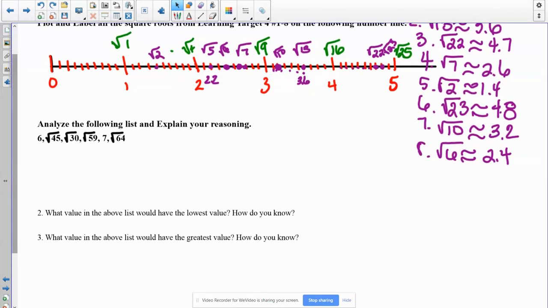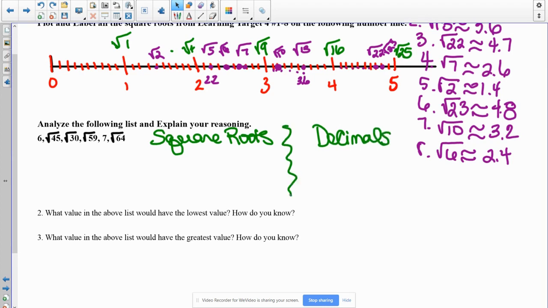The last thing we're going to do is compare. And there's 2 ways to compare. You either have to choose to put them all into square roots, so I'll write square roots here, or you can choose to put them into their decimals. You have to put them in one or the other to compare them. It's hard to compare if you have them in 2 different forms. So I'm going to start with the square roots here.